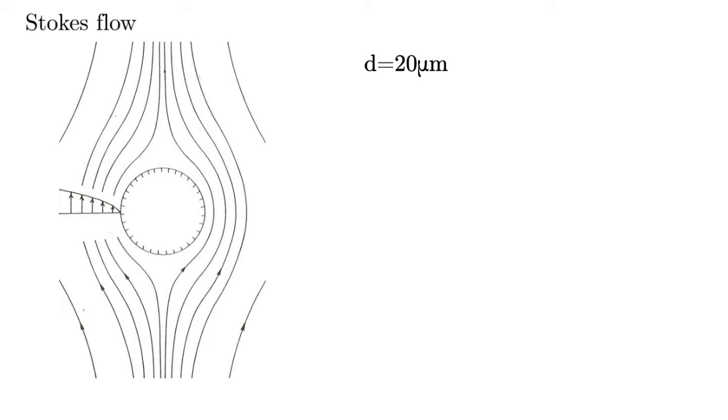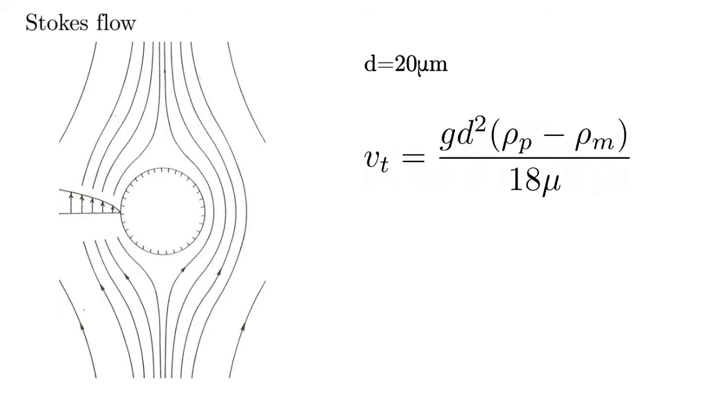So we can calculate the terminal velocity of the bubble by using the following formula. You can see here that the terminal velocity depends on the gravity acceleration and on the diameter of the bubble squared, which means that if we increase the diameter of the bubble twice as much, then we actually get 4 times the terminal velocity.